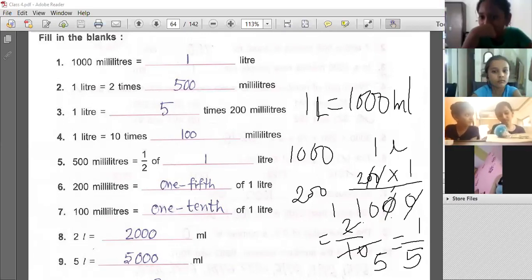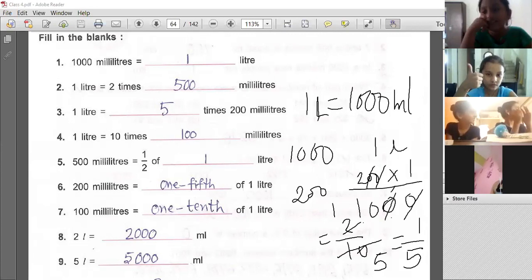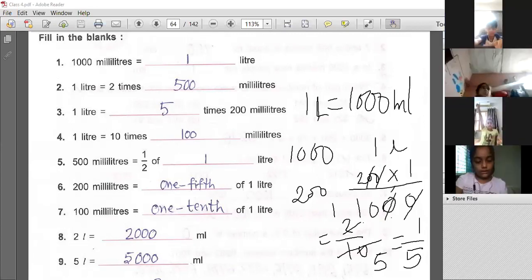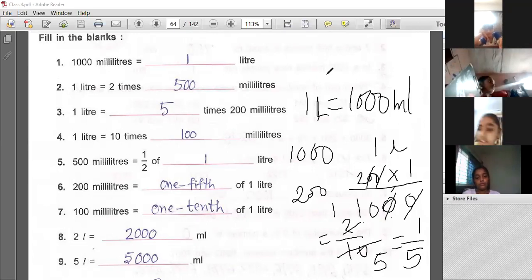Yes, Vedanshi, all clear? Good, very good. Okay, Shanvi. Yes, Jia wants to say something. Jia, you don't do that. You just write a message. Sir, I want to speak something. Yes, Jia, tell me.